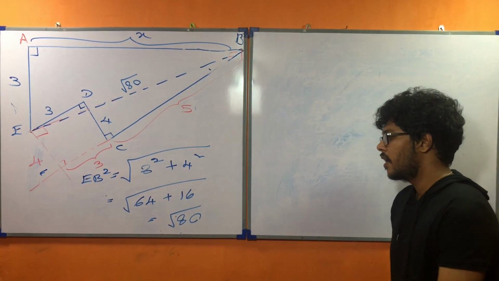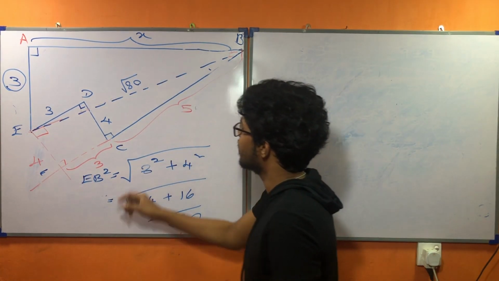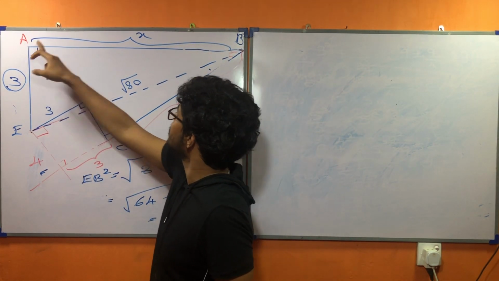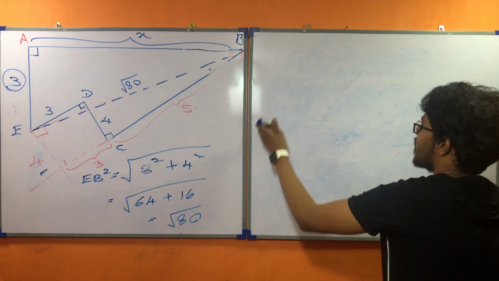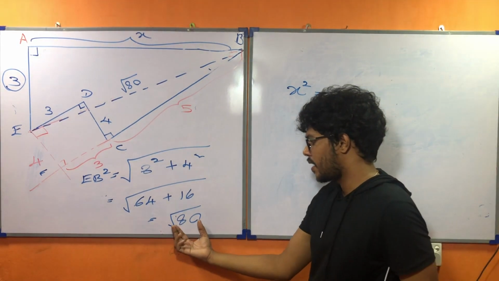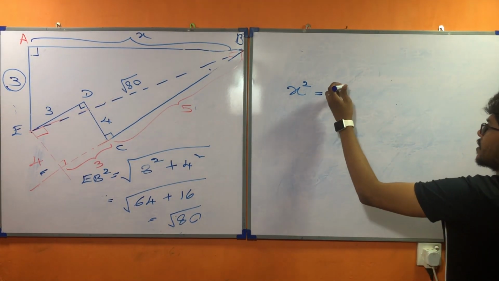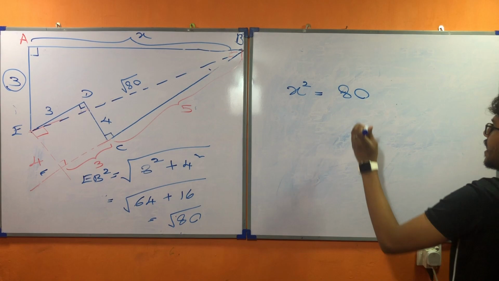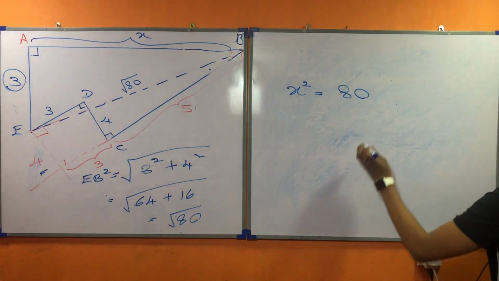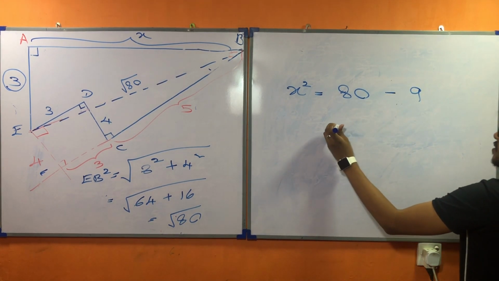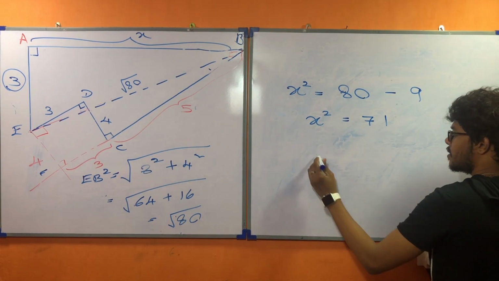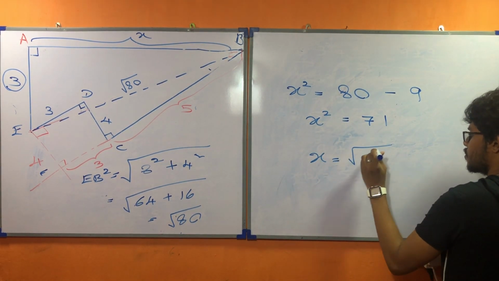Now here we have a right angle triangle with EB and this side is 3. What is x? Again, using Pythagoras, x squared is equal to 80, since square root 80 whole squared is 80, minus 3 squared, which is 9. So it is going to be 71. X squared is 71, therefore x is equal to square root 71.